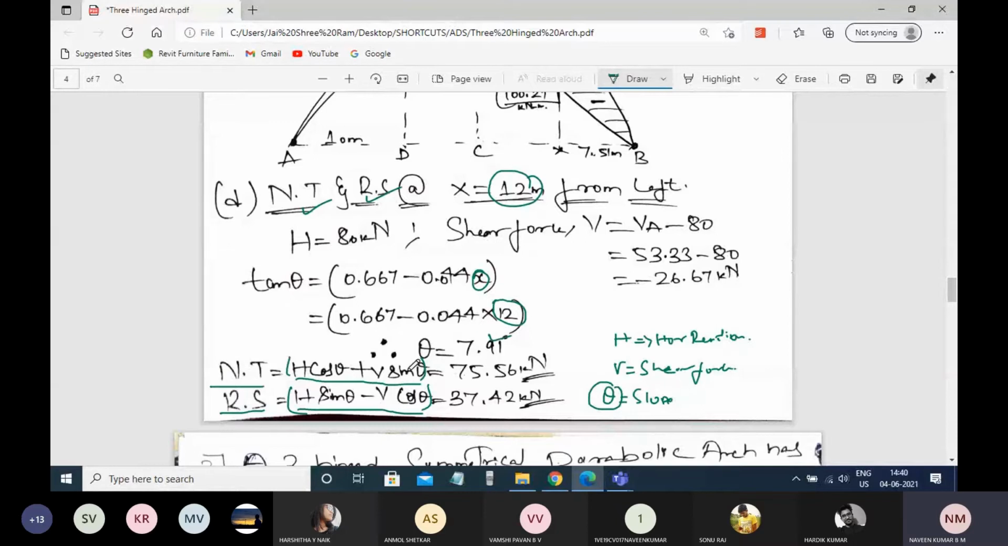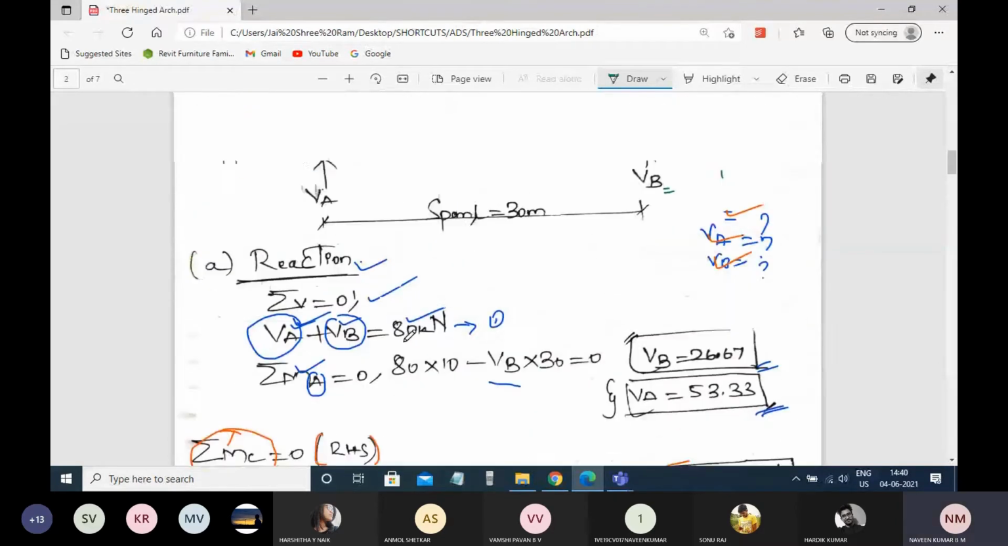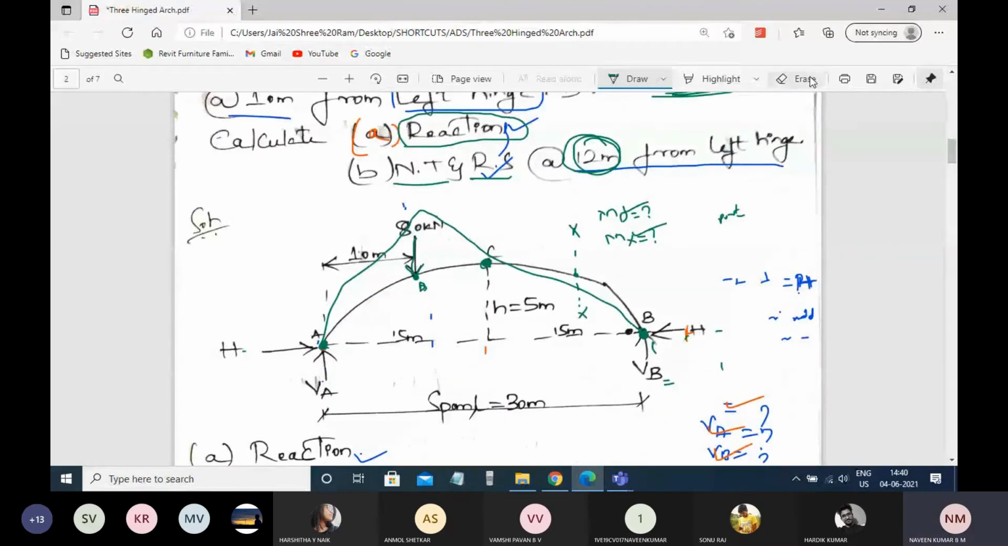The same value you can substitute over here, and H is already known. But V is nothing but shear force up to 12 meter. Now just go to the figure. Assume this is the distance from the left support, equal to 12 meter, and this is up to 10 meter. So what are the forces acting within this range?